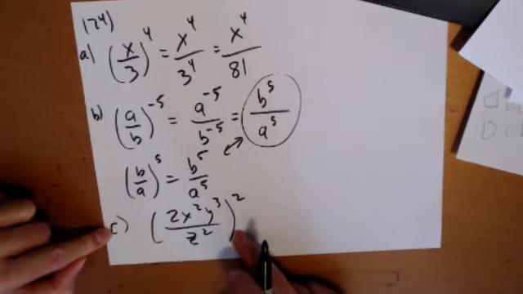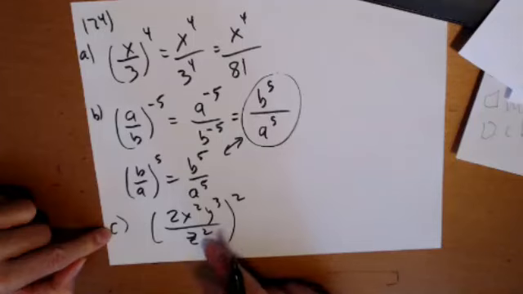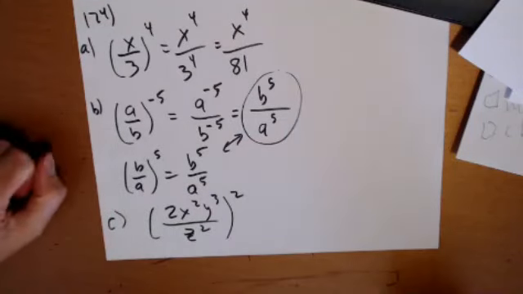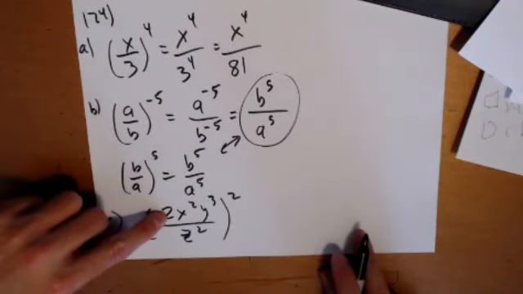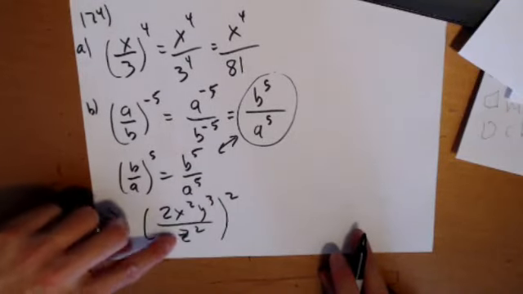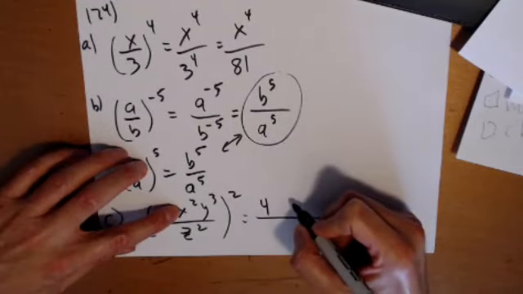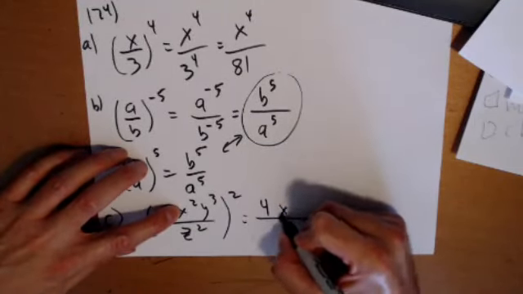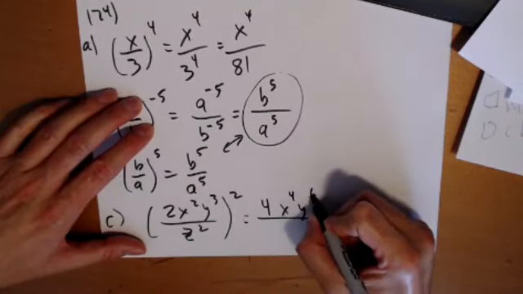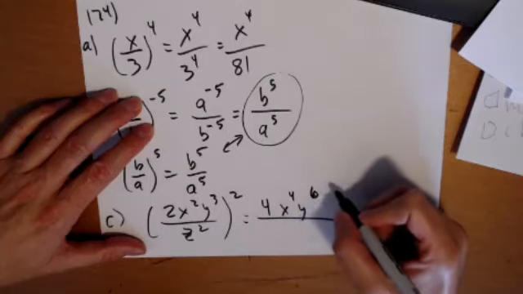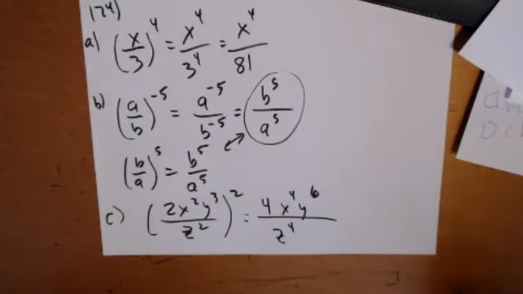C. 124c. 2x squared y cubed all over z squared, quantity squared. The little 2 here is talking to everybody. It's talking to the 2, to the x squared, to the y cubed, and the z squared. So 2 squared is 4, x squared squared, 2 times 2 is 4, y cubed squared, 3 times 2 is 6, aha, and z squared squared, z to the 4th. Ta-da!